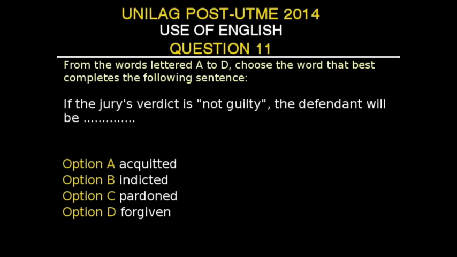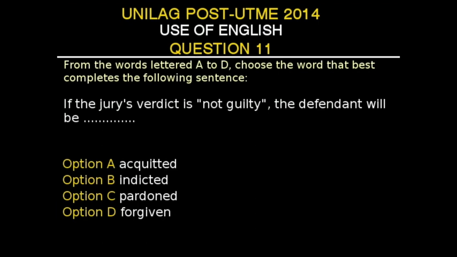UNILAG post UTME 2014, use of English. Question 11. The instruction is, from the words lettered A to D, choose the word that best completes the following sentence. And the sentence is, if the jury's verdict is not guilty, the defendant will be option A, acquitted, option B, indicted, option C, pardoned, option D, forgiven.